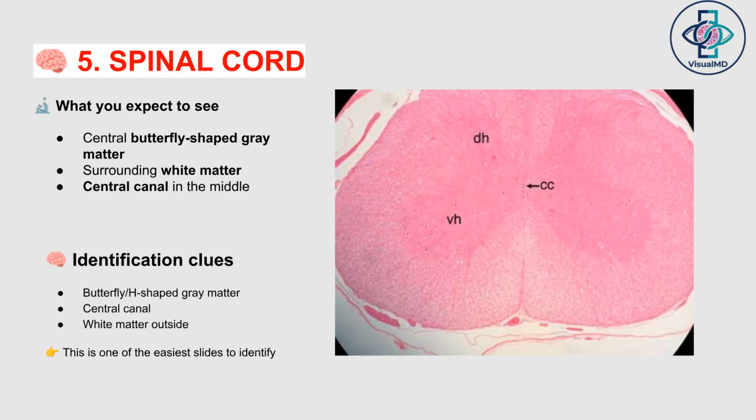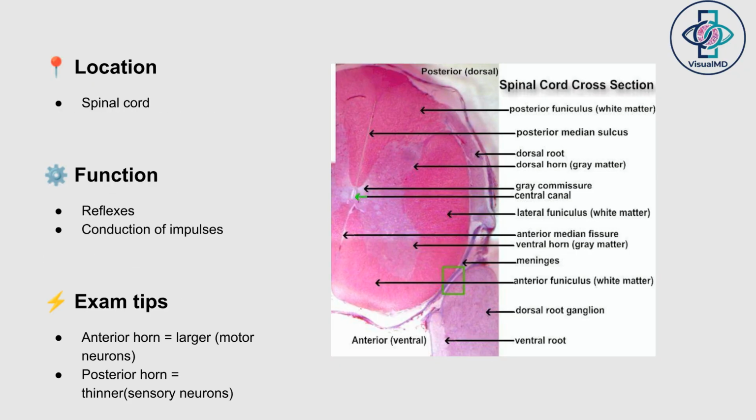The spinal cord is next. You will see a central butterfly or H-shaped gray matter, surrounded by white matter, and a central canal in the middle. This distinct shape makes it one of the easiest slides to identify. The spinal cord's function is centered on reflexes and the conduction of impulses. An exam tip: the anterior horn is larger, with motor neurons, while the posterior horn is thinner, with sensory neurons.